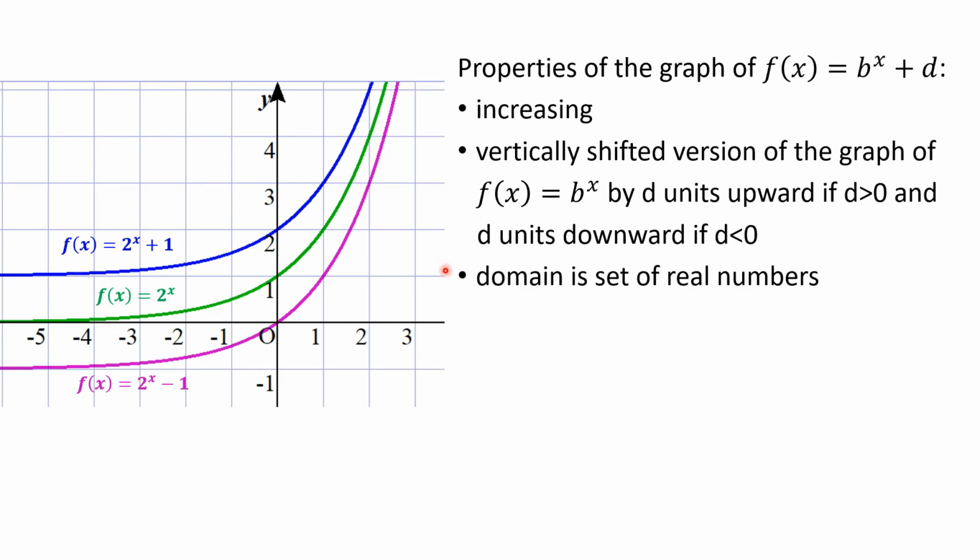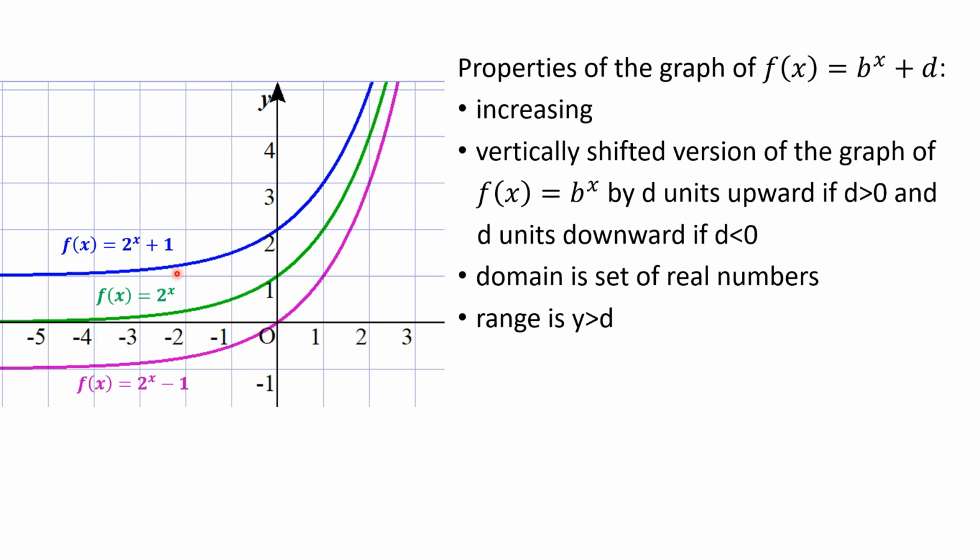Third is the domain, which is a set of real numbers. So x may take any value, negative, 0, or positive. The range or the set of y values is y is greater than d. The d always acts as the asymptote. So the range or the y values cannot be less than the value of d. So it is always greater than d.